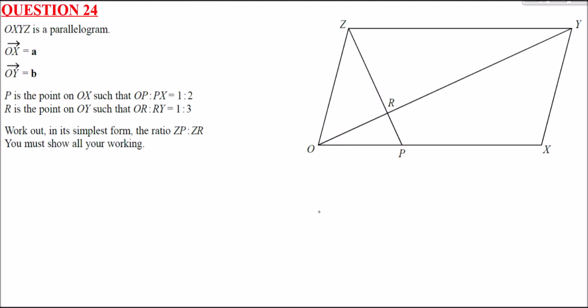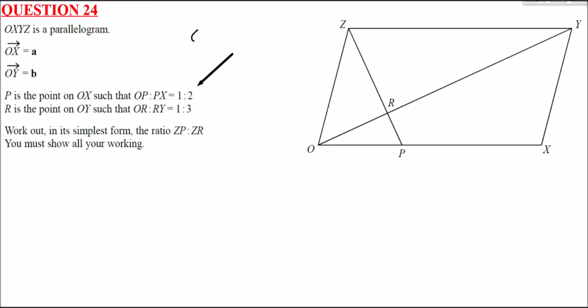Final question. Question 24. We have a parallelogram OXYZ. From O to X equals A, and from O to Y equals B. We're now told that P is the point on OX, such that OP to PX is in the ratio 1 to 2. So from here, we can draw some conclusions. Essentially, P divides OX into thirds. So O to P is just 1/3 the way along.